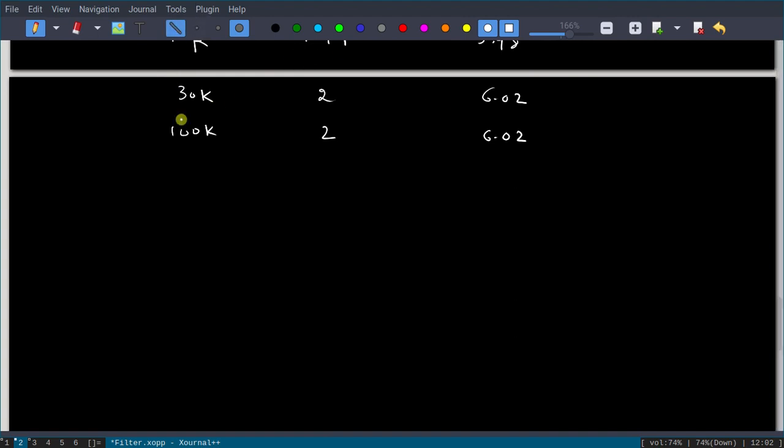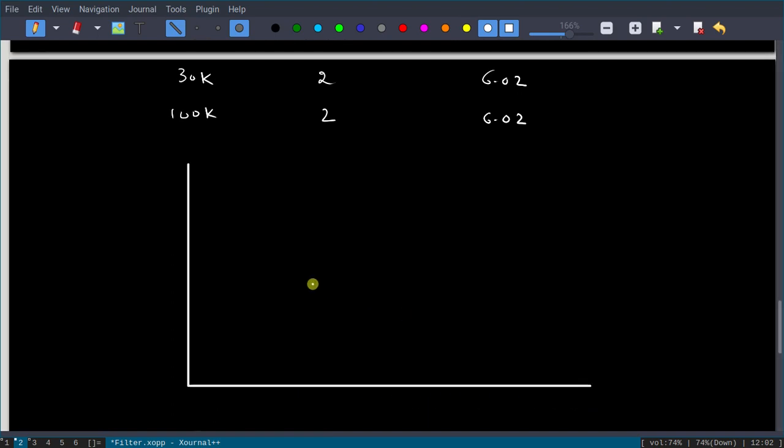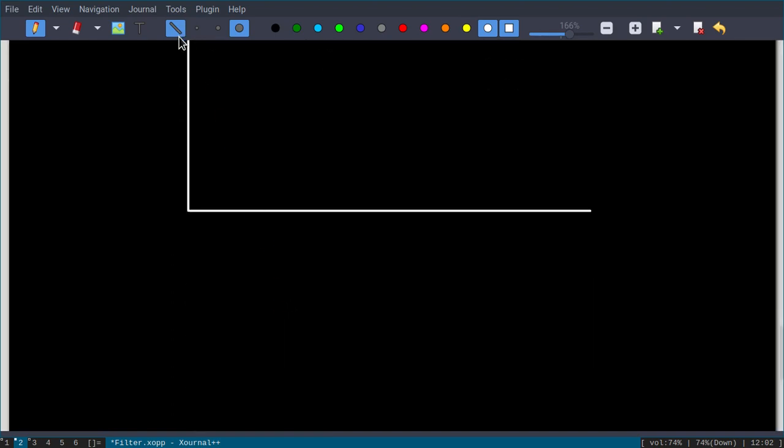Plot means, this is the y-axis and this is the x-axis. I think we need the minus side also here, the minus sign also we need. So let us take sufficient range.